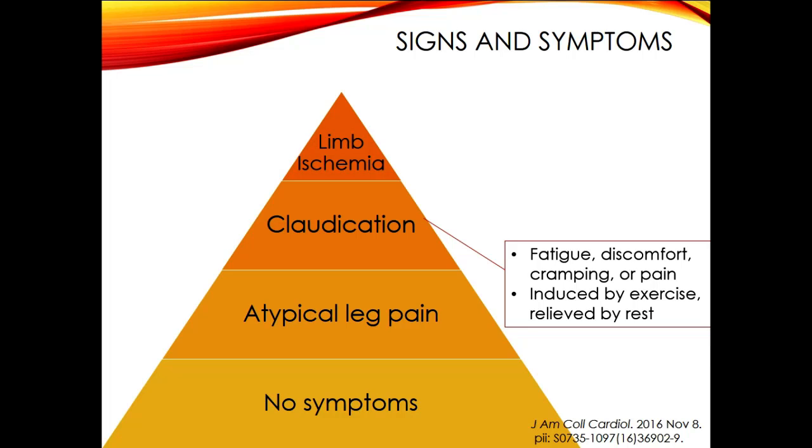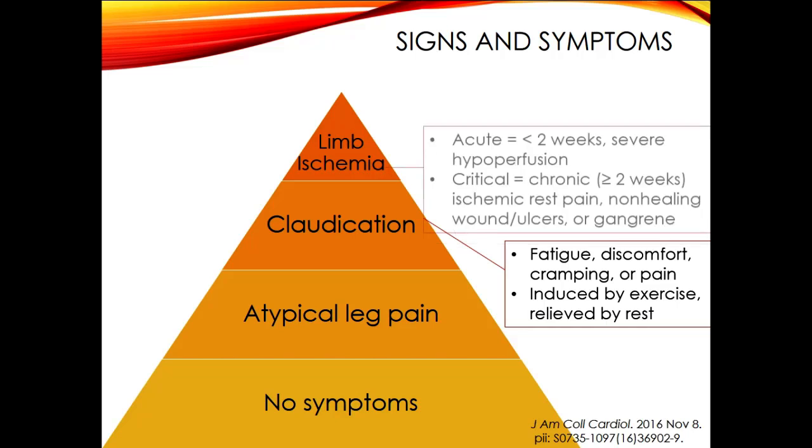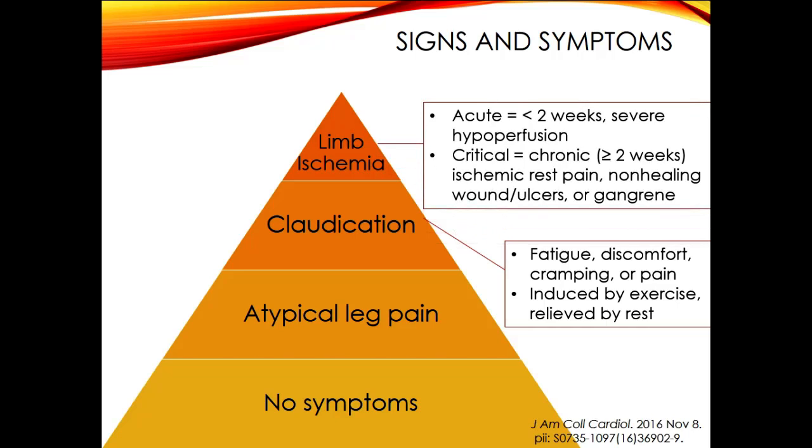Lastly, approximately 1% of your patients will present with signs and symptoms in the most severe category, which is limb ischemia. Limb ischemia can be broken down into the acute and the critical limb ischemia. The acute phase results from severe hypoperfusion of the limb, typically occurring in less than 2 weeks, which is characterized by pain, pulselessness, cold, and paralysis of the limb.